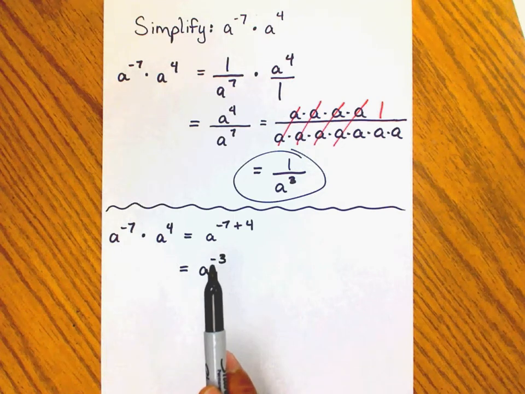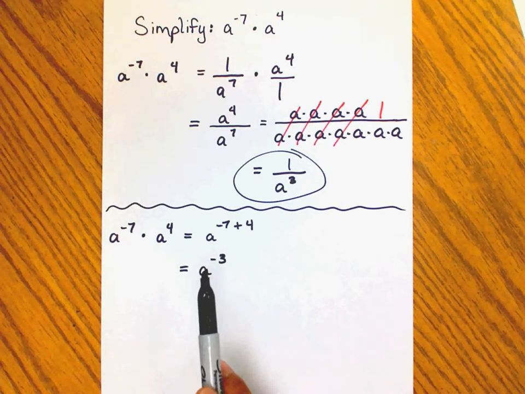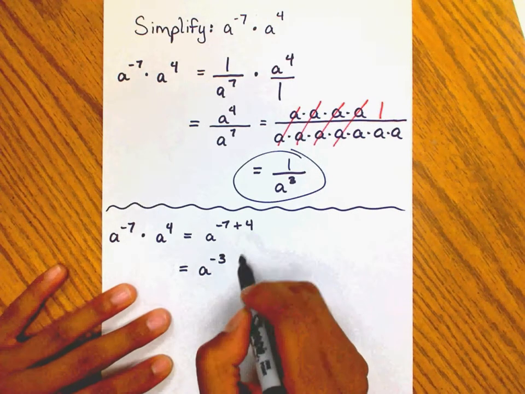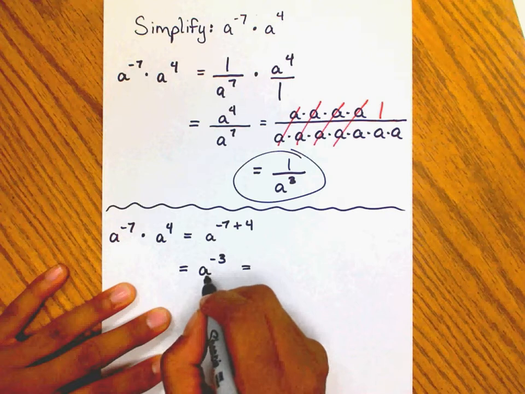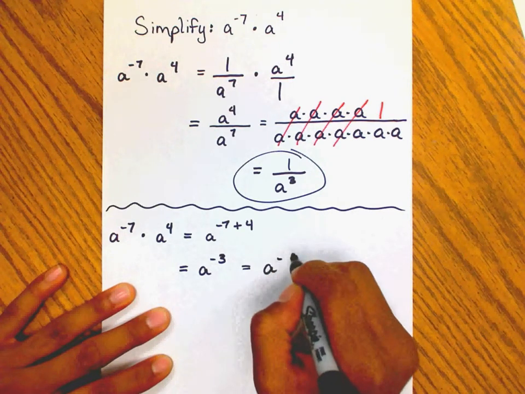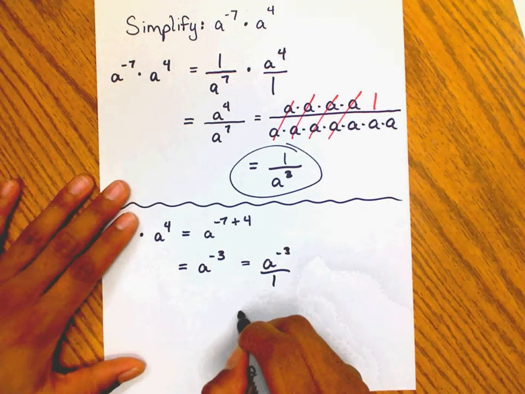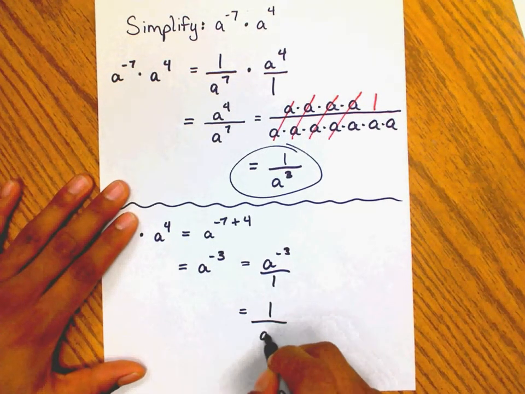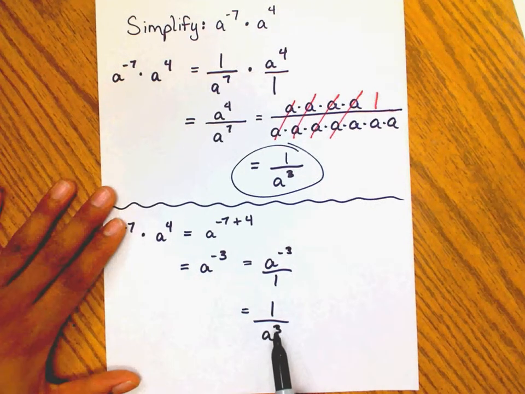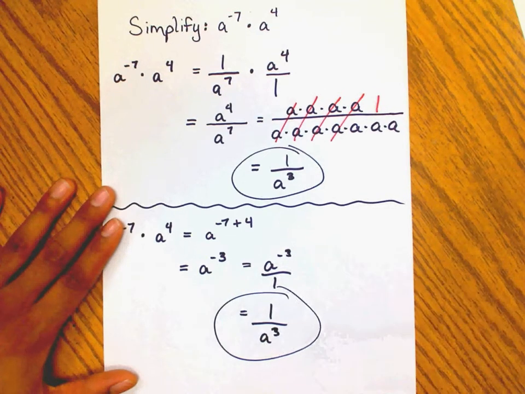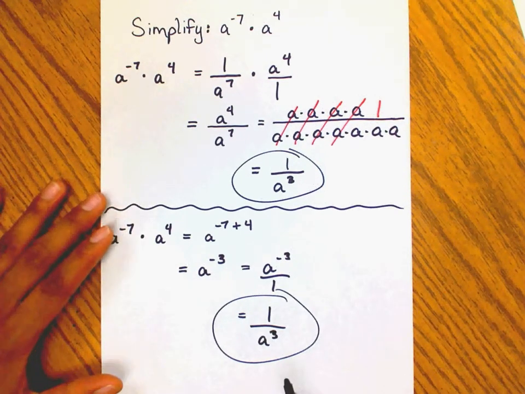And since that's a negative, once again, remember we say we're always going to take the reciprocal of the base. Reciprocal means flip the base. Flip it. So when we do that, we're going to rewrite it as a to the negative 3 over 1. When I flip this, this is going to become 1 over a cubed. And now that my exponent is positive, I have my final answer. And it's still the same. 1 over a cubed. All right, let's see what else we got next.